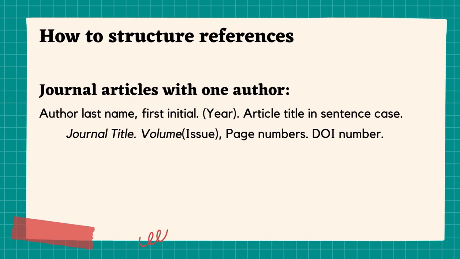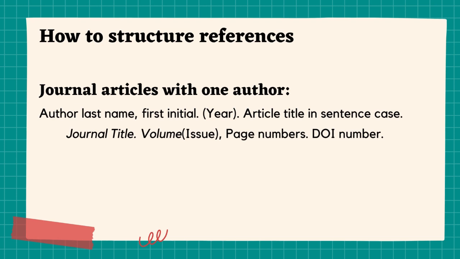Here is a journal article reference with one author. You'll do author last name, comma, first initial, period. The year, in parentheses, article title in sentence case. The journal title will be in title case and italicized along with the volume. Issue number is in parentheses, comma, page numbers, period. Then you'll do the DOI number to show where you found the article.